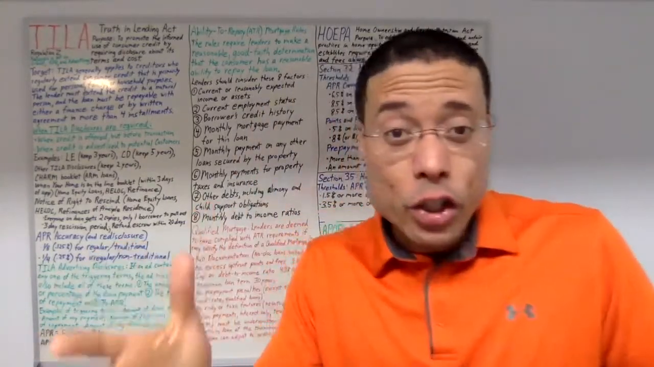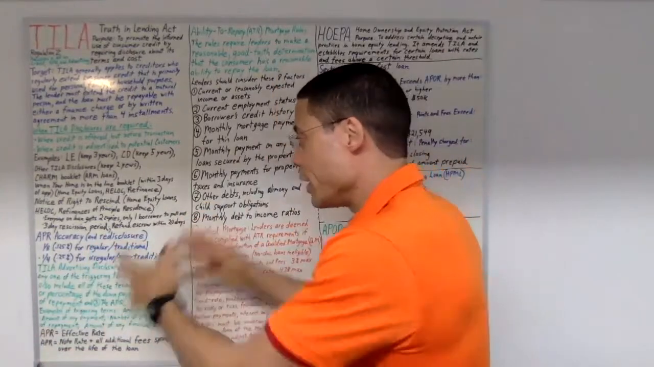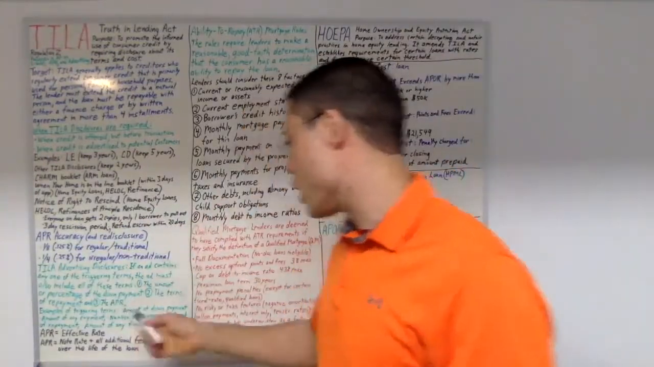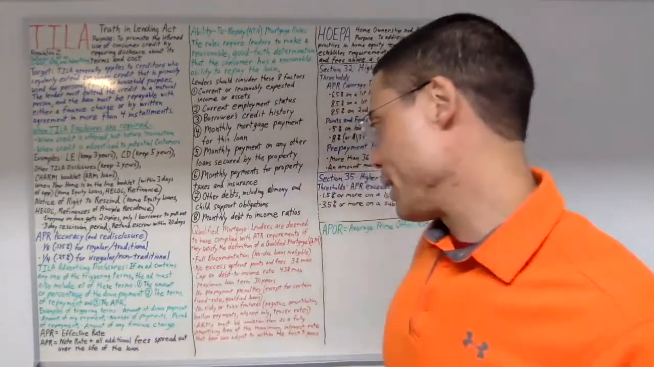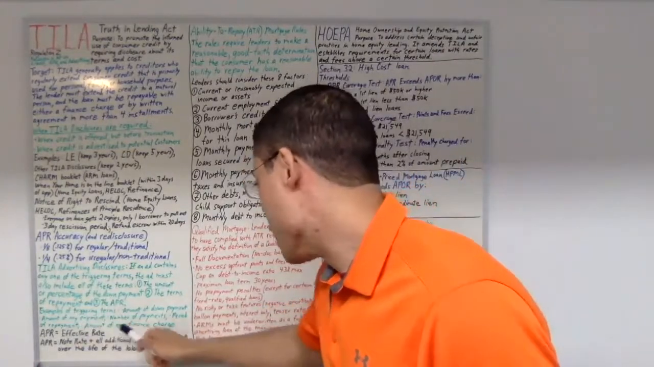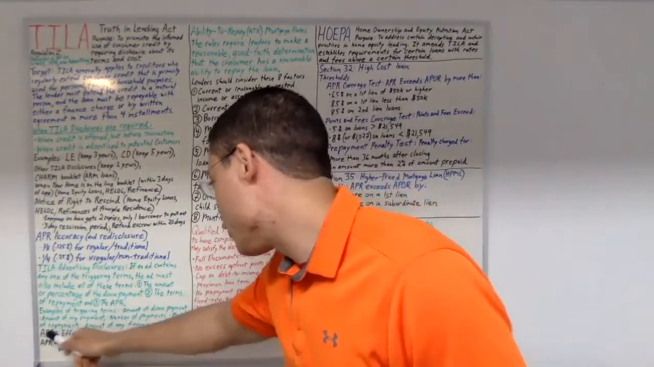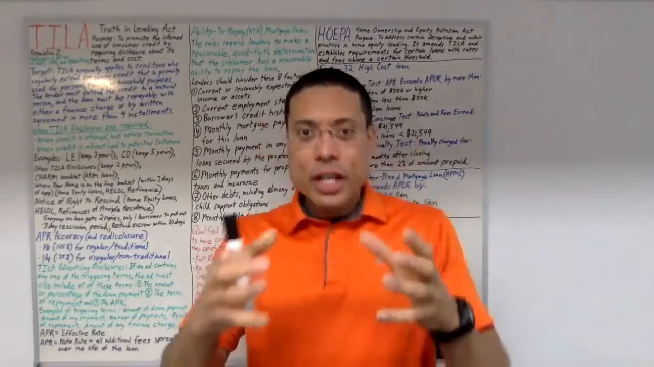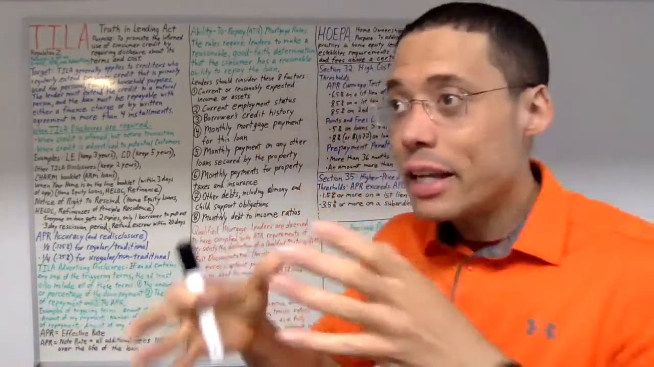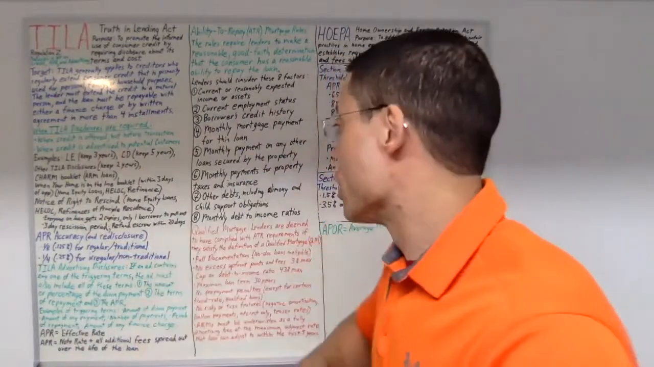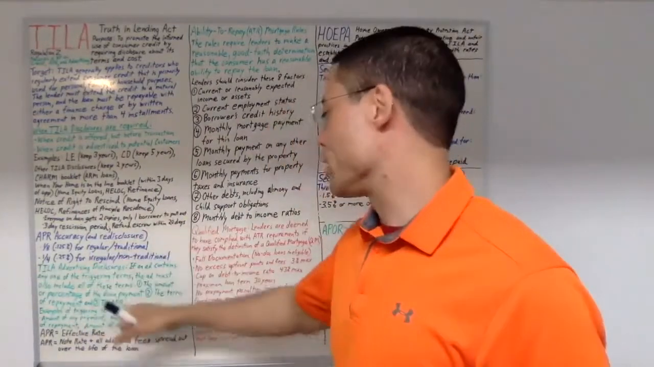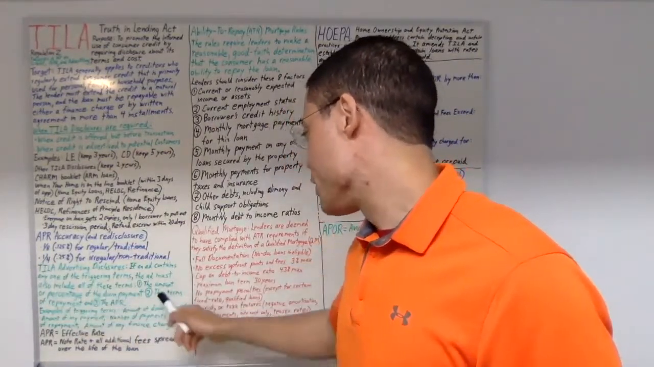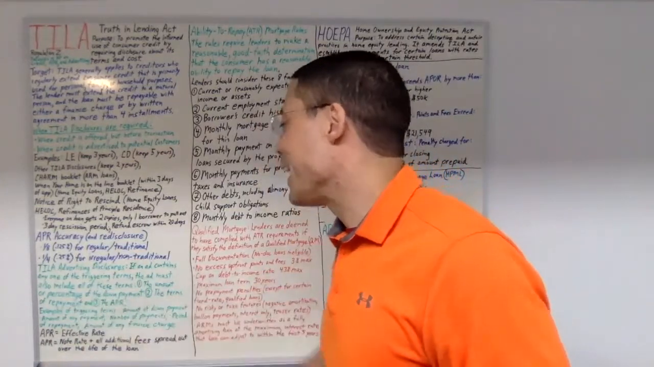Now, what are the triggering terms that would require these additional terms to be included in the ad? Here are some examples of triggering terms: amount of down payment, amount of any payment, number of payments, period of repayment, and amount of any finance charge. So if there are triggering terms in an advertisement, then that advertisement must also include these additional terms, which are the amount or percentage of the down payment, the terms of repayment, and the APR.